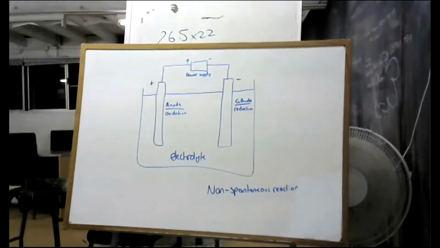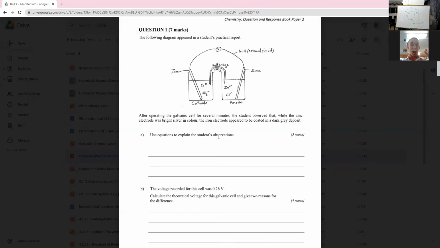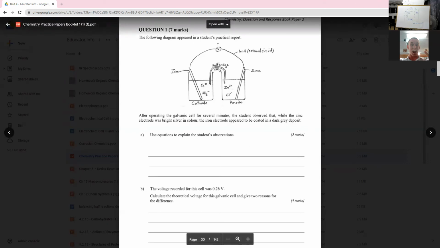So let's go down to question 1. And you'll see what I mean in the difference between the questions. What you'll notice here is that the galvanic cell is around the other one. So, 2 minutes to have a think about the observation.